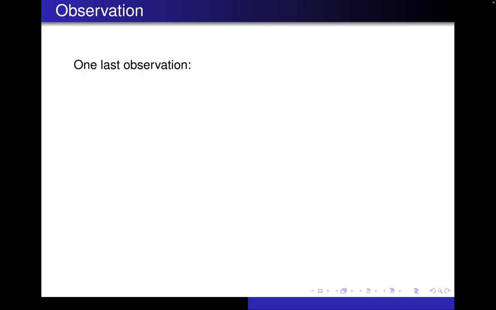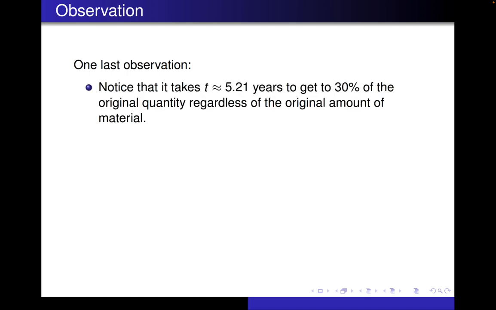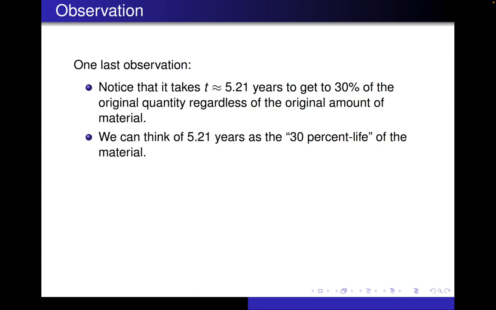All right. Now, before I let you work on the activities, I do want to make one last observation, which may have just slipped by as you were watching that problem that we were working on. That t equals 5.21 years. That's the amount of time it takes to get down to 30% of the original quantity. And again, you may not have been thinking about this when we were solving this, but that is regardless of the original amount of the material. So if we wanted to be smart Alex about it, which of course I do, we could think of that 5.21 years as the 30% life of the material, right? 3 years is the half-life, 5.21 years is the 30% life, or the 0.3 life, right, of the material.